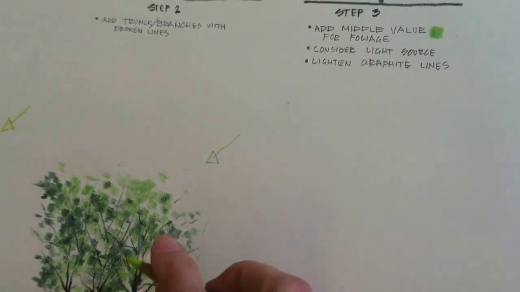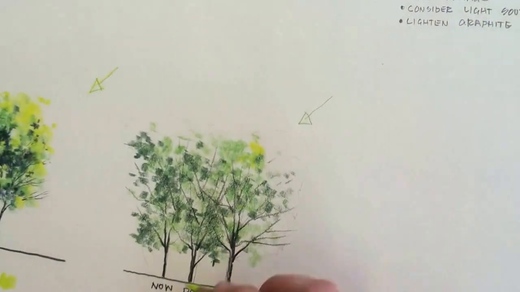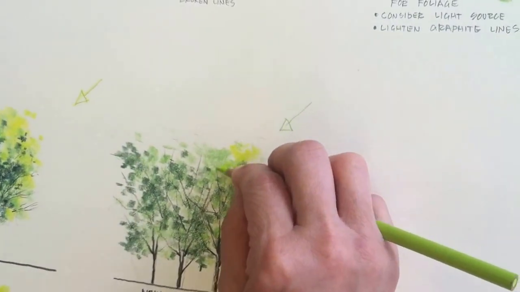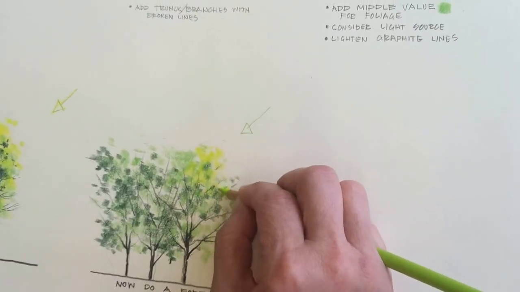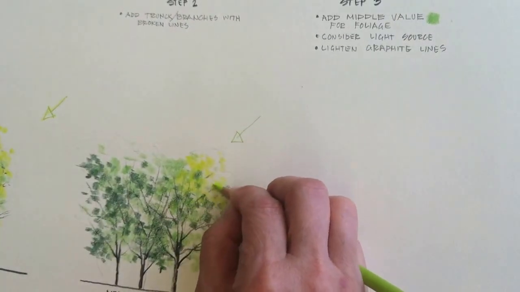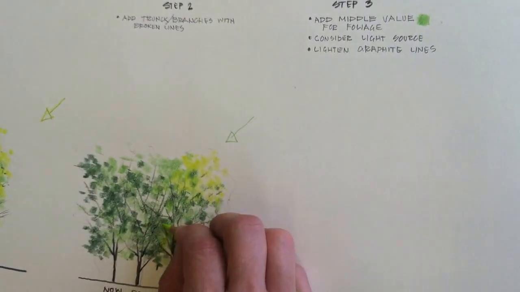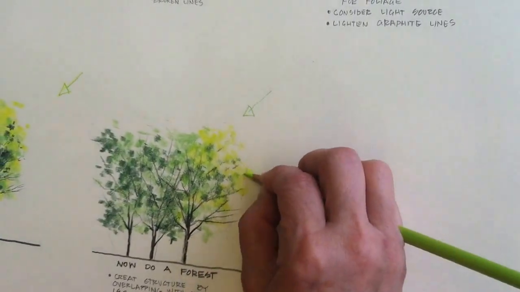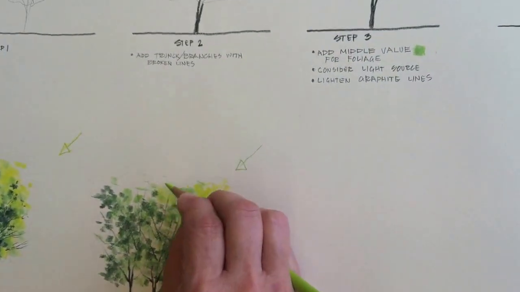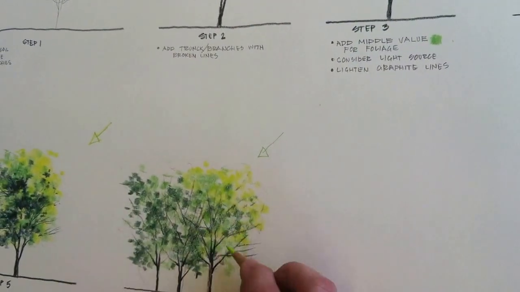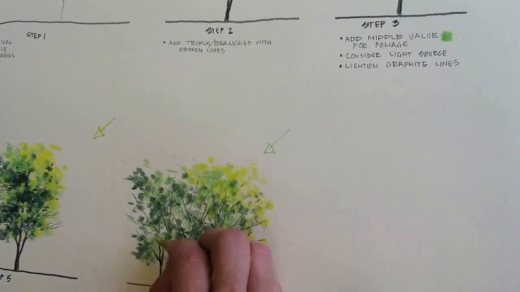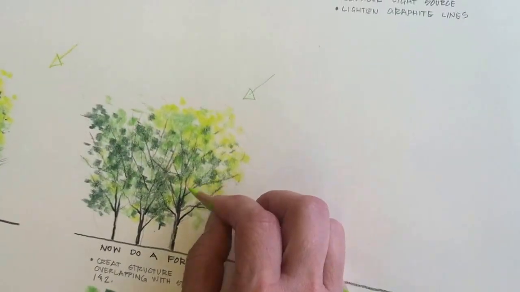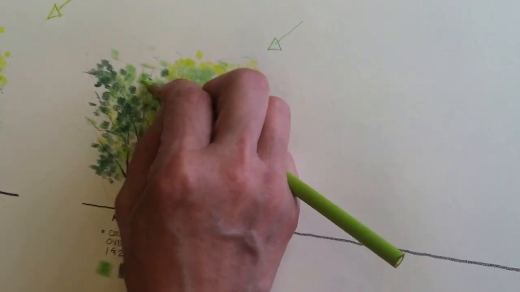And then to make the side that's in sun brighter, I go with a green that has lots of yellow in it. And then, although it's primarily on the side that's in sun, I will add it into other areas as well.